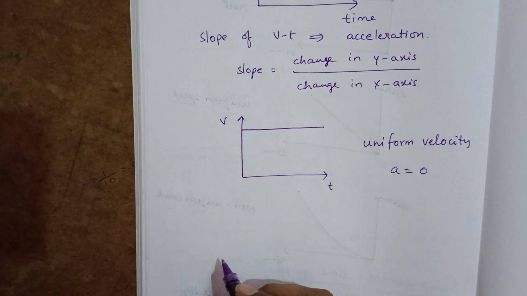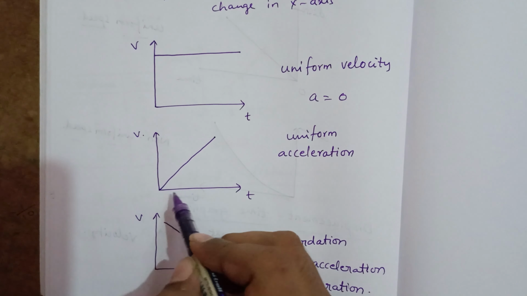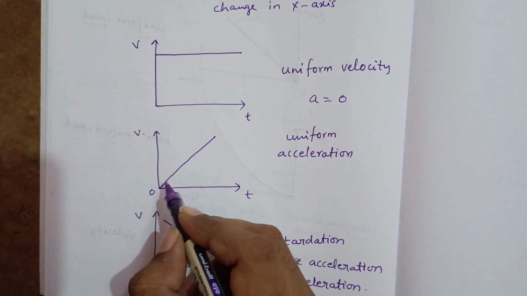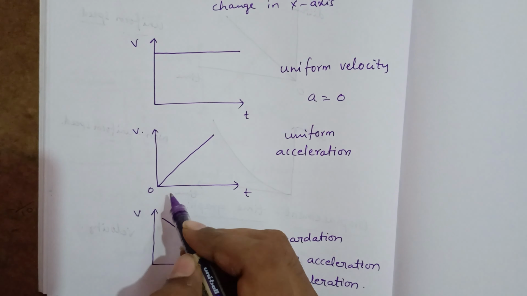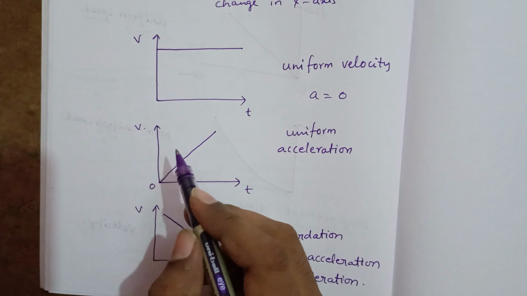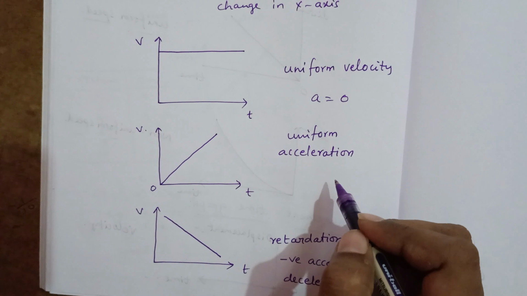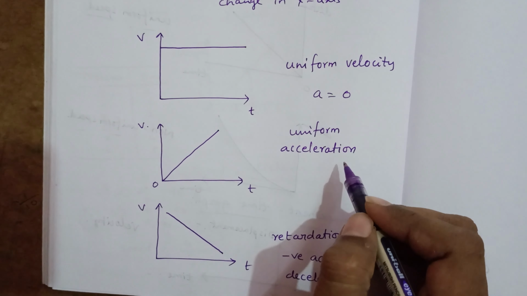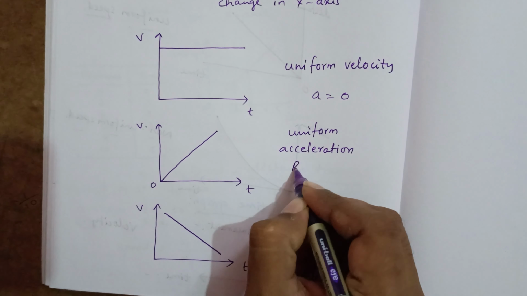So when the velocity is uniform, acceleration is 0. Now suppose a graph is given like this, a straight line passing through the origin. As time increases, velocity also continuously increases. That indicates uniform acceleration. As velocity increases, it is positive acceleration.